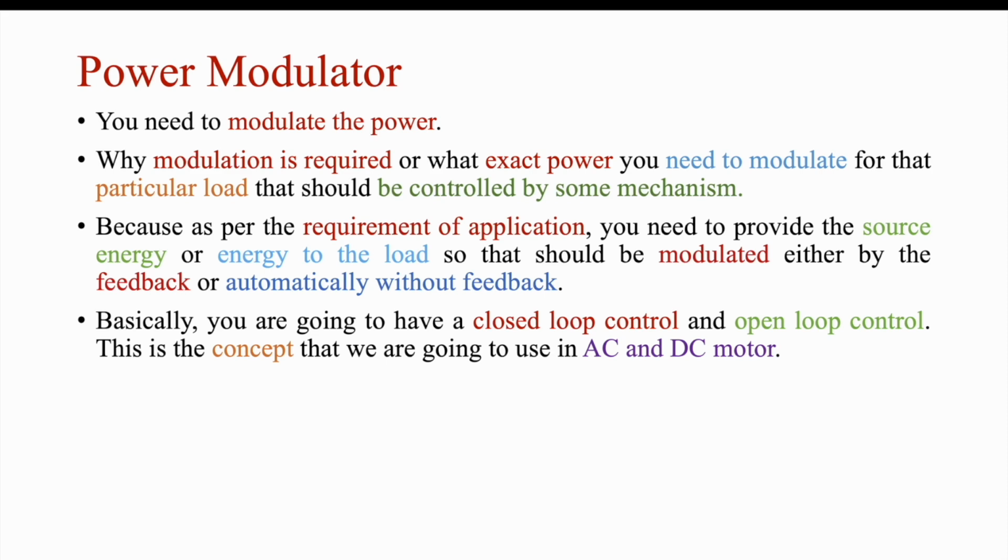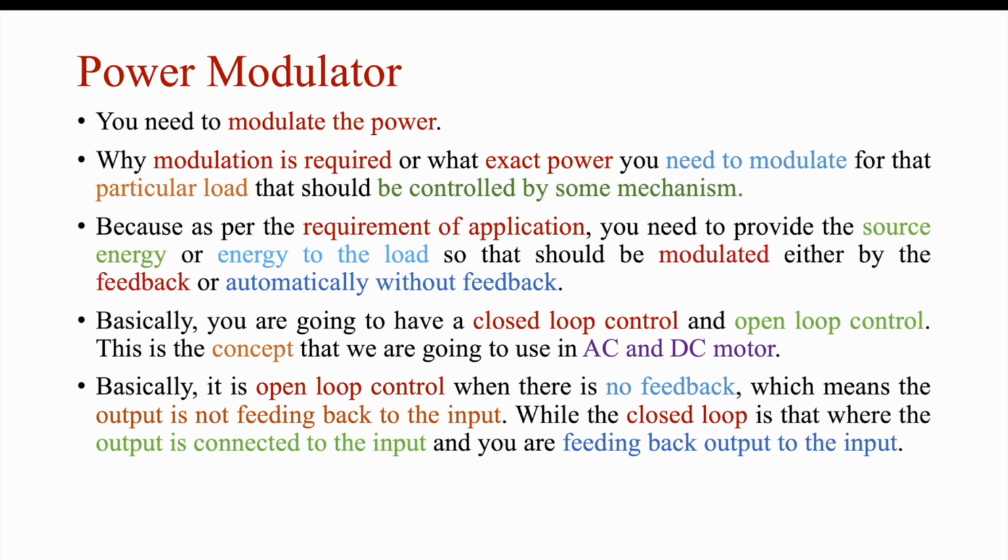So this is the concept that we are going to use in AC motor or in DC motor. Basically, it is open loop control when there is no feedback, and you already know about this concept. If there is a feedback, like the output is connected to the input, then the loop is closed, so it is known as closed loop. But if there is no feedback, the output signal is not connected to the input signal, and it is known as open loop control.